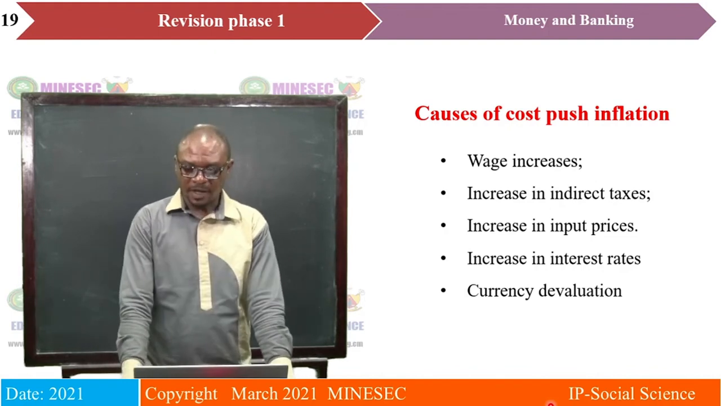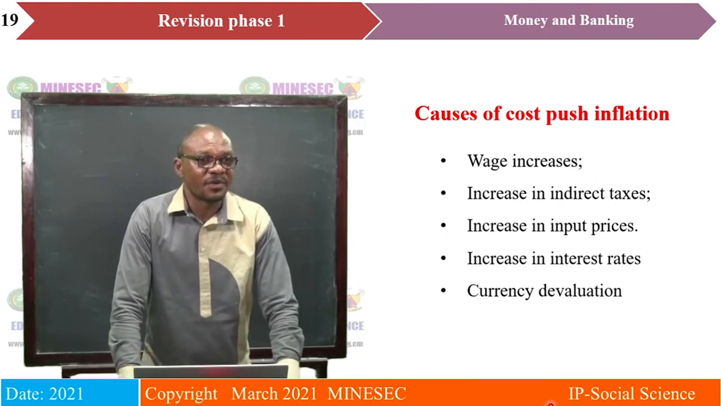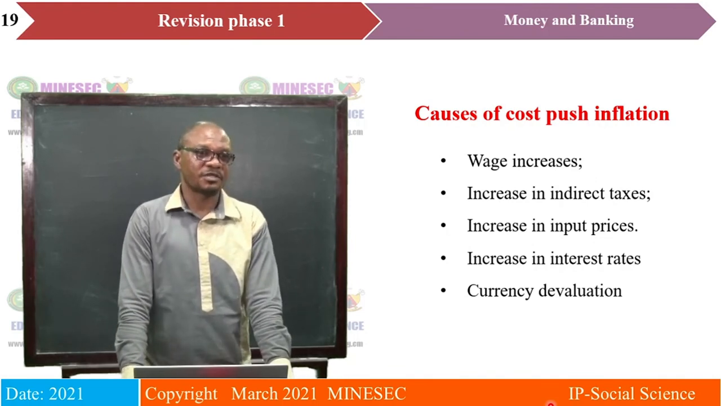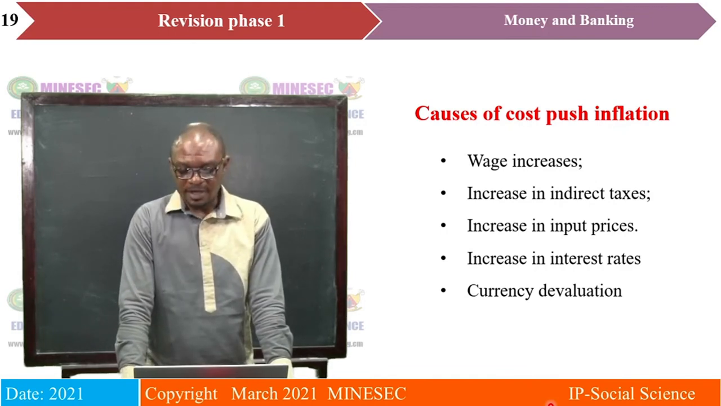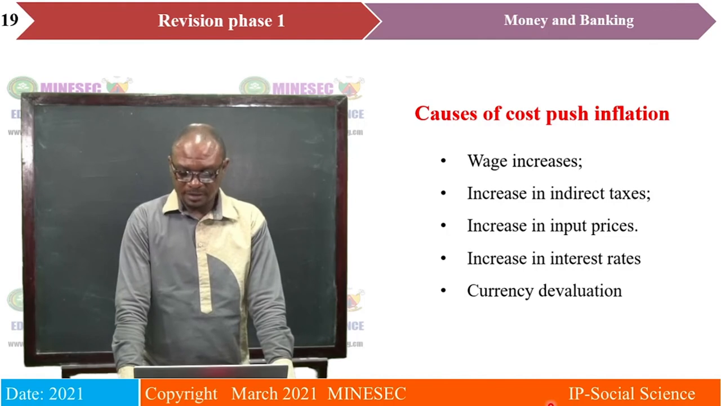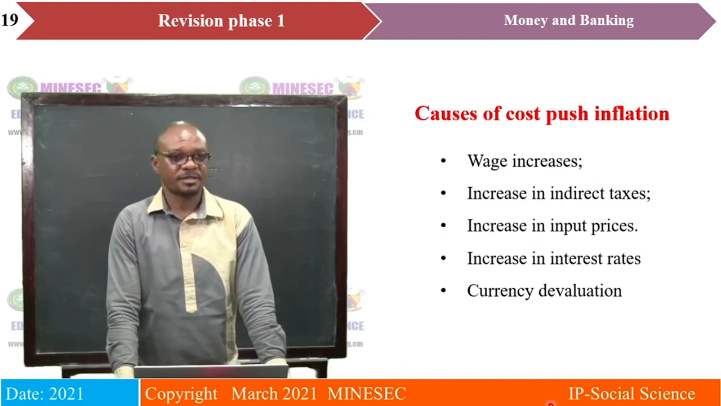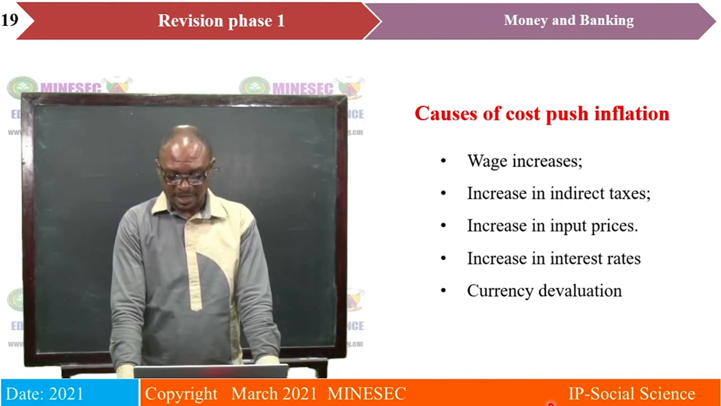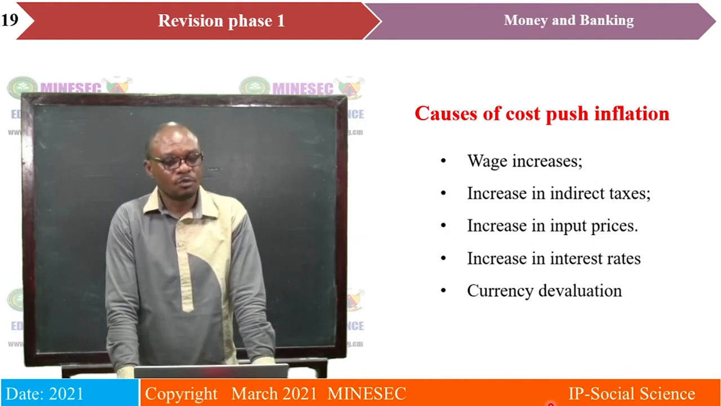The fourth factor that may generate cost push inflation is an increase in interest rate. Interest rate, of course, is the price of capital. So when interest rate increases, it means cost of capital has increased. And as a consequence, firms using those capital goods will also increase their prices in order to compensate for that increase in the rate of interest. And this will lead to cost push inflation.